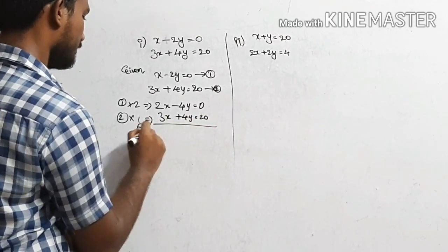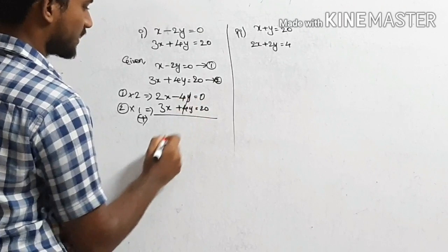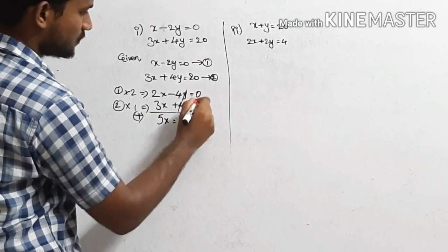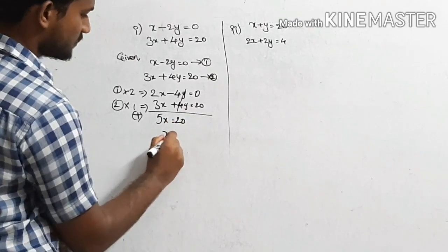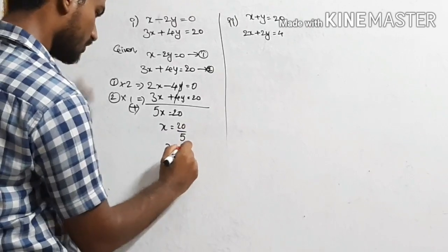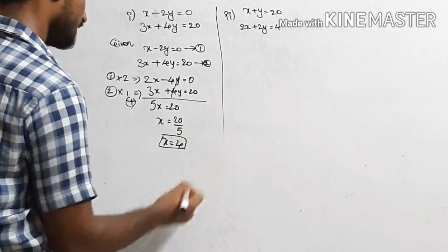By doing the sum, these two are cancelled. 2x plus 3x gives 5x equals 0 plus 20, that is 20. x equals 20 by 5. 5 fours are 20. x is 4.